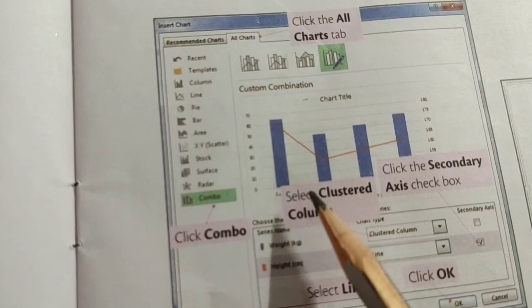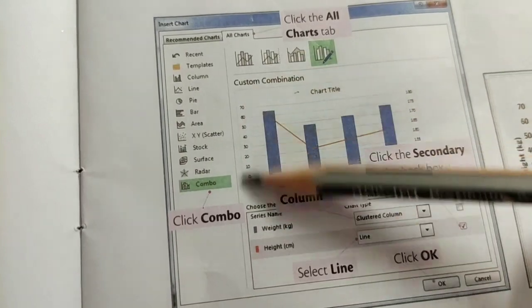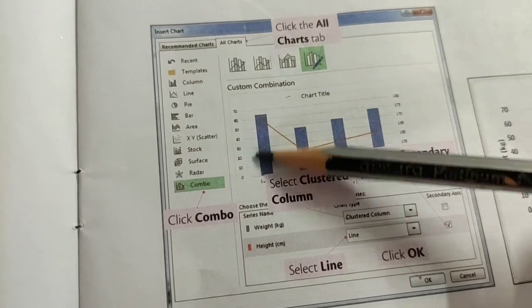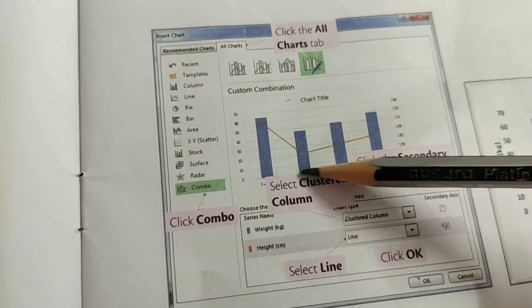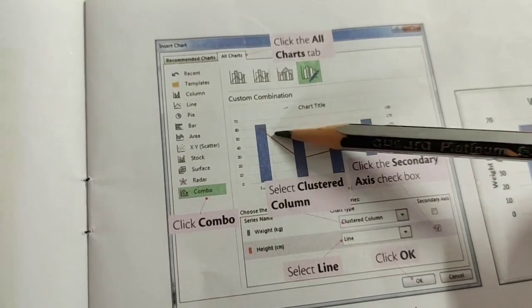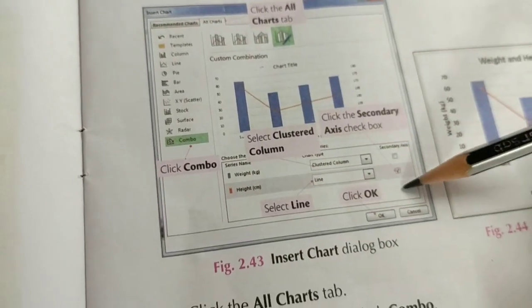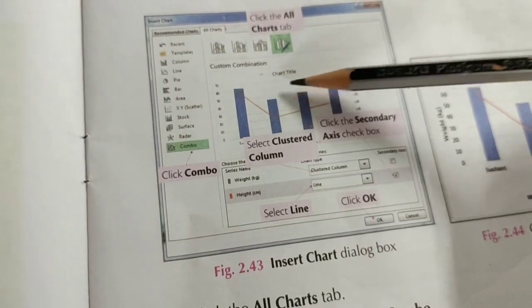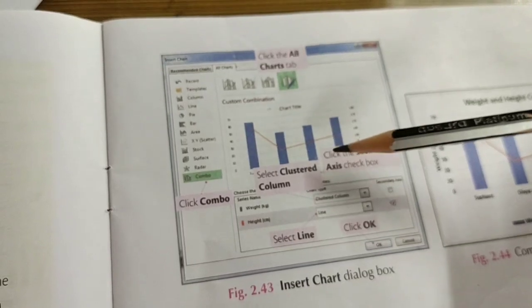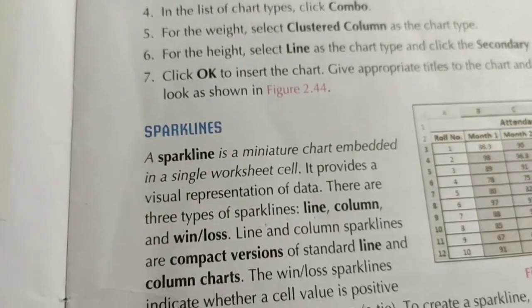Now you see, in one chart, this is a single chart, you will get two different chart types. One is column and the other is line. When in one chart you get two different chart types, we call it a combo chart or combination chart.